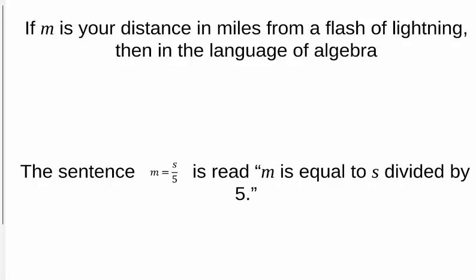So if M is your distance in miles from a flash of lightning, then we can say M equals S divided by 5. And we read that sentence, M equals S divided by 5, M is equal to S divided by 5. Some will also say S over 5. Both work. It means the same thing, over or divided by.